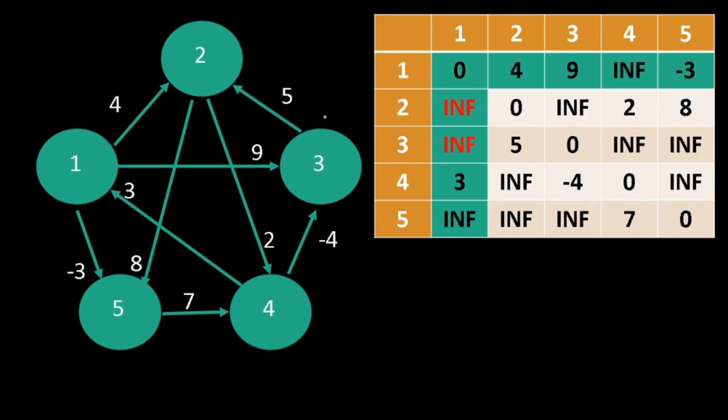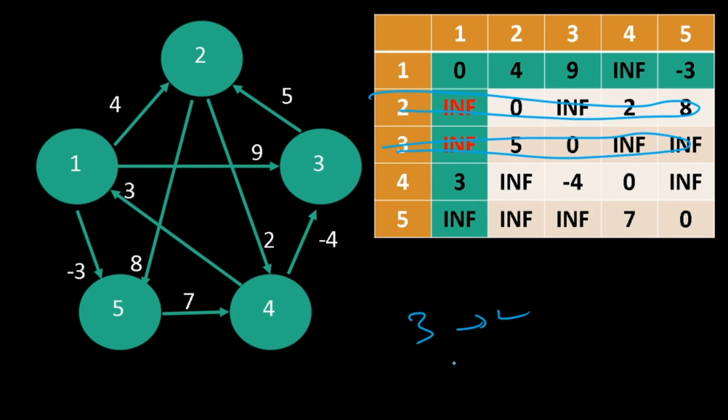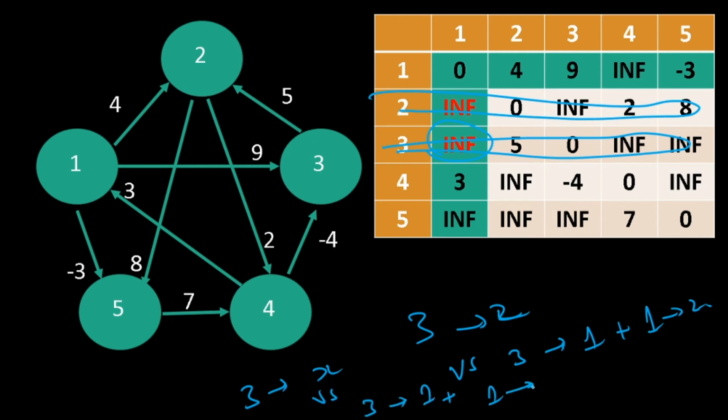Likewise, we not only can skip this entire row, we can also skip this entire row. Why? I will illustrate. 3 to 2, I have to compare it versus 3 to 1 plus 1 to 2. But 3 to 1 is infinity. 3 to x, I have to compare it with 3 to 1 plus 1 to x. But 3 to 1 is already infinity. So whenever this is infinity, we can skip it. This also can be skipped. And of course, this also can be skipped because 5 to 1 is also infinity. So we only need to worry about this particular row.